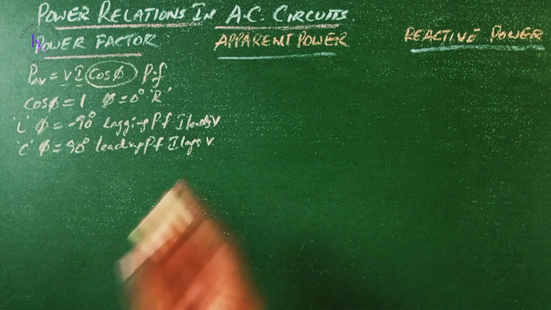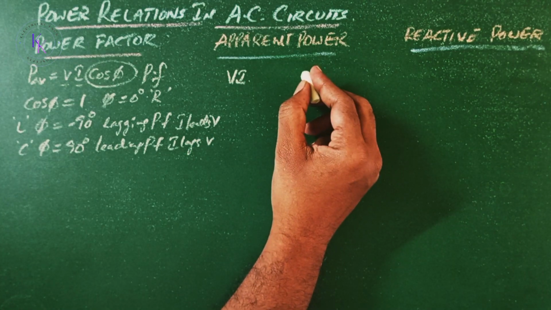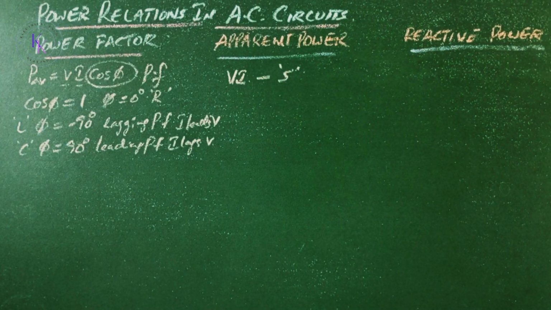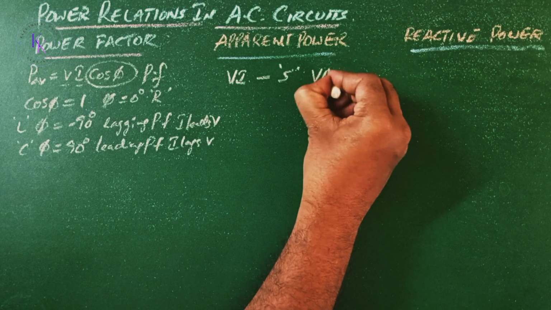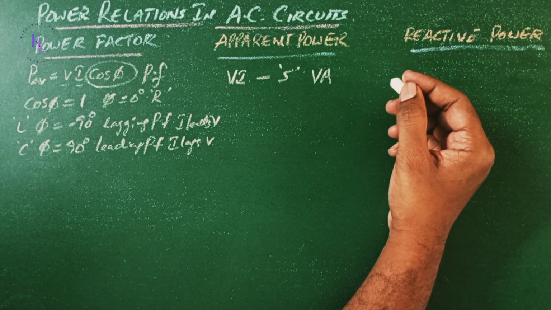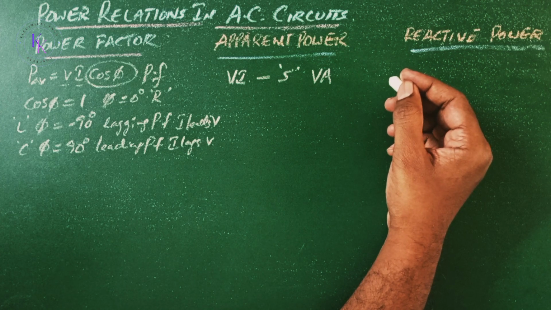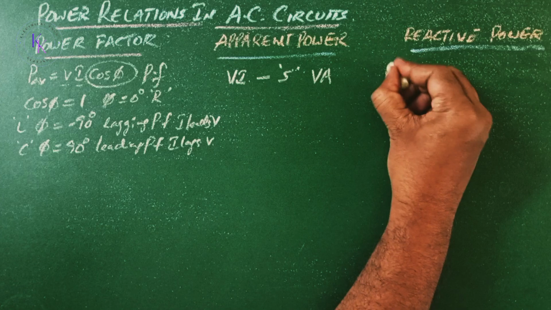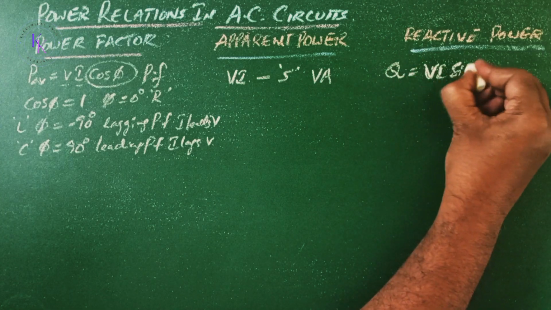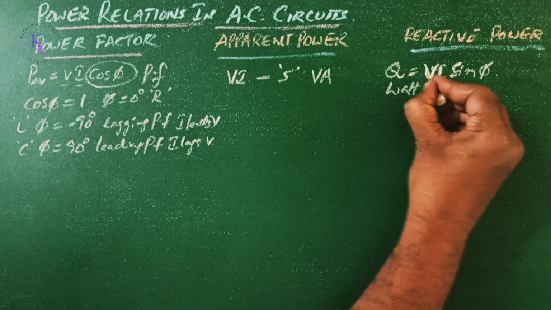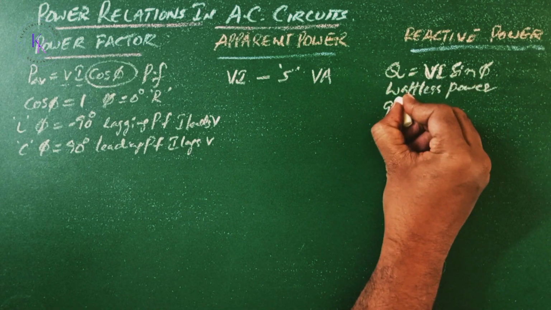Now, apparent power. The product of VI is called apparent power and is usually indicated with the symbol S, and it is expressed in volt-amps. Reactive power. The product of RMS values of voltage and current with the sine of the angle between them is called reactive power in an AC circuit, and it is denoted by the letter Q, equal to VI sin phi. This power is also known as wattless power or quadrature power.